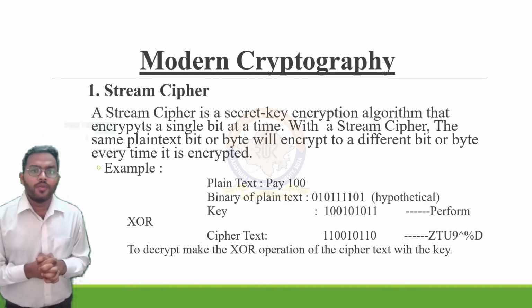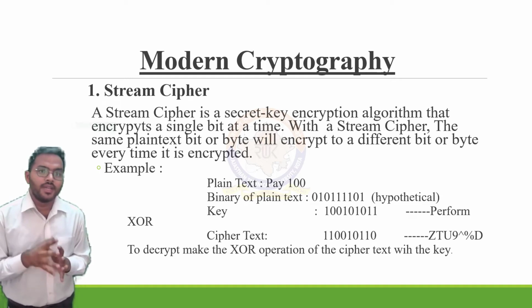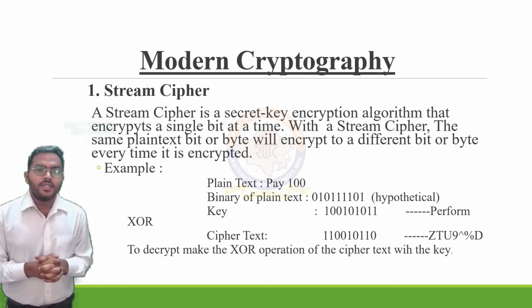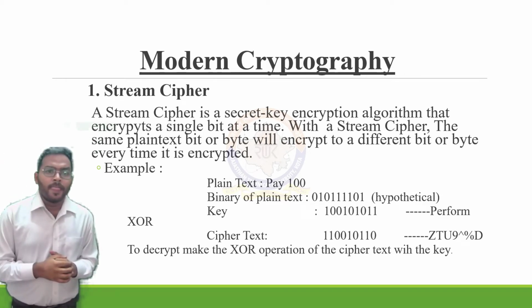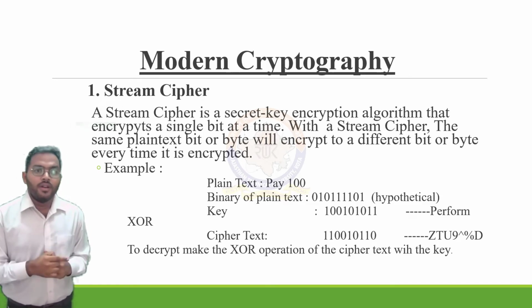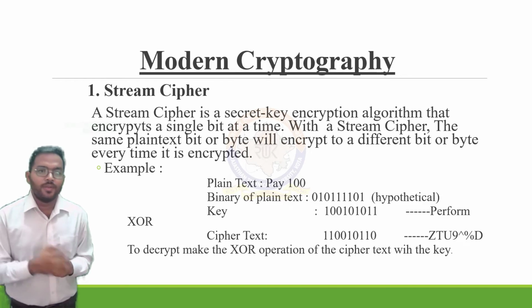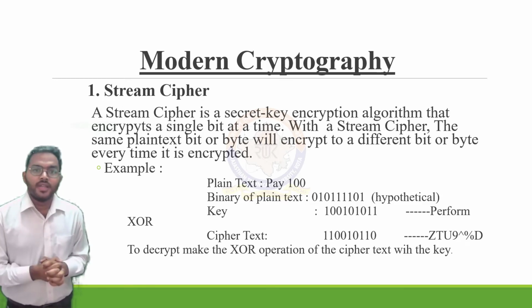Now we talk about a modern cryptography technique, named stream cipher. Stream cipher is a secret key encryption algorithm that encrypts a single bit at a time. With a stream cipher, the same plain text bit or byte will encrypt to a different bit or byte every time it's encrypted. Let's see an example. The text is pay 100 and the hypothetical binary notation of the plain text is 010111101. When we perform the XOR operation with the key 100101011, the ciphertext generated is 111001010. For decryption, perform the XOR operation of the ciphertext with the key.